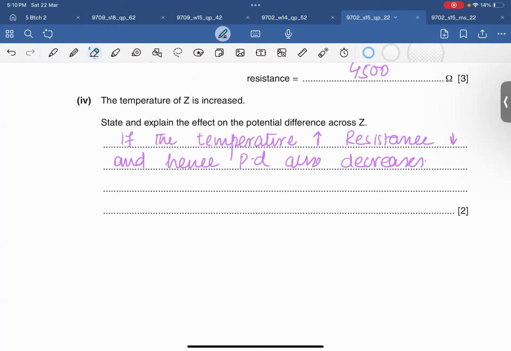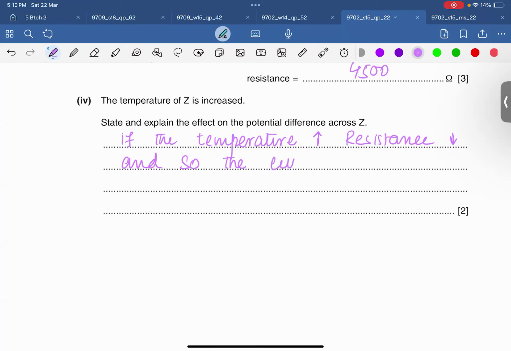So we also have to write that the current increases. Yes. But everything we wrote till now was correct, or? No, I don't think so. You won't get full marks. They may give you a partial mark, 1 mark maybe. And so the current will increase in the circuit.